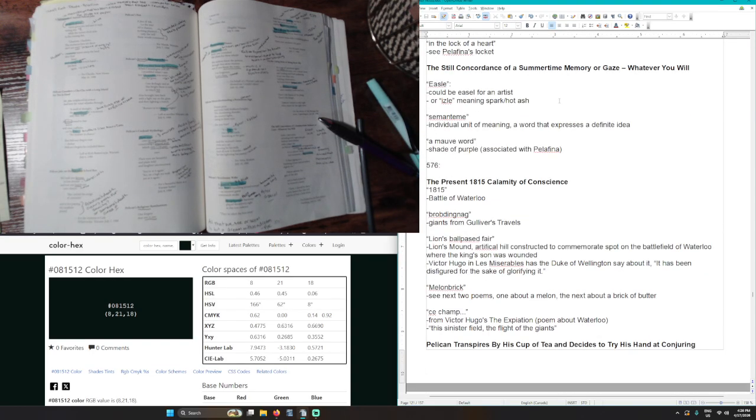The Still Concordance of a Summertime Memory or Gaze, whatever you will. Easel seems to be a person, but it could mean easel, like an artist's easel, or izle, which means spark or hot ash. And then we have this cool word, semanteme, which is an individual unit of meaning, a word that expresses a definite idea. And then we have mauve word, which is a shade of purple, associated with Polyphena.